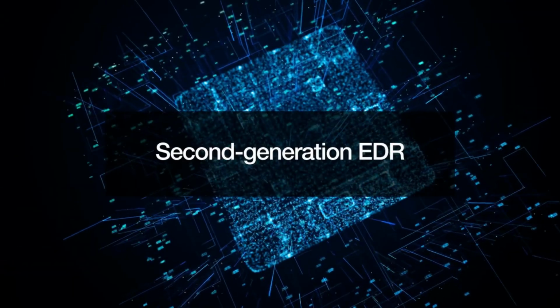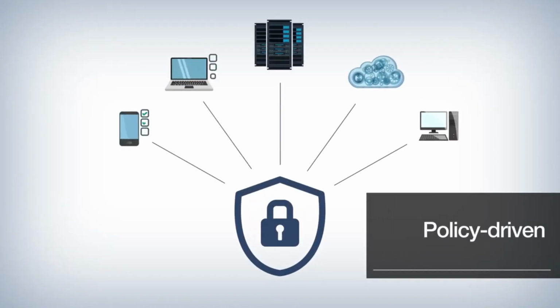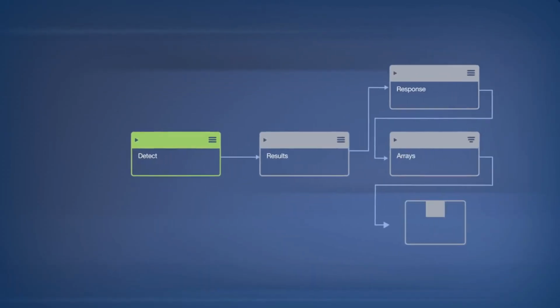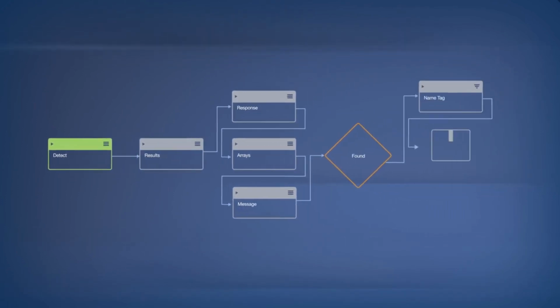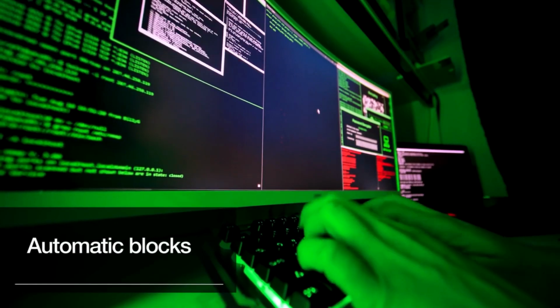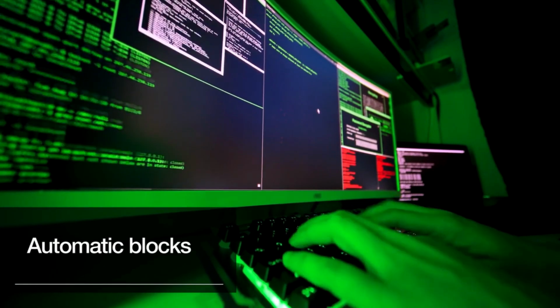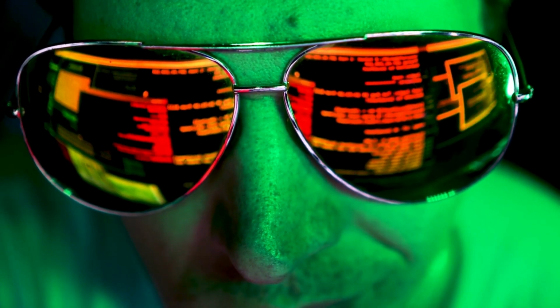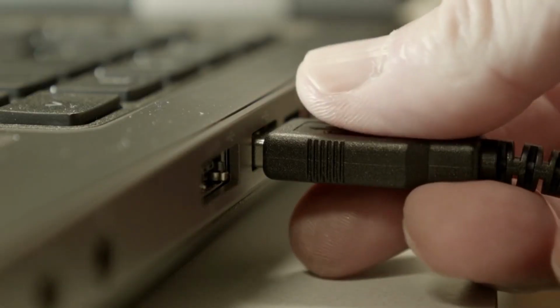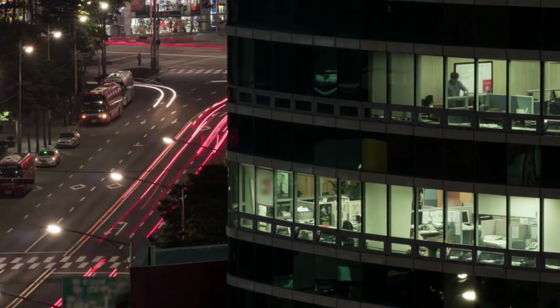Second-generation EDR addressed these issues. It was designed to be policy-driven and automated. Through customizable playbooks, analysts can now direct EDR to remediate problems both immediately and automatically. Proactively, analysts can instruct EDR to respond in a specific way should it detect a program or script that behaves suspiciously. Malicious activities trigger automatic blocks to prevent data exfiltration, encryption, and attempts to infiltrate the network. It can stop and roll back ransomware in real time without necessarily removing the device or disrupting business continuity.